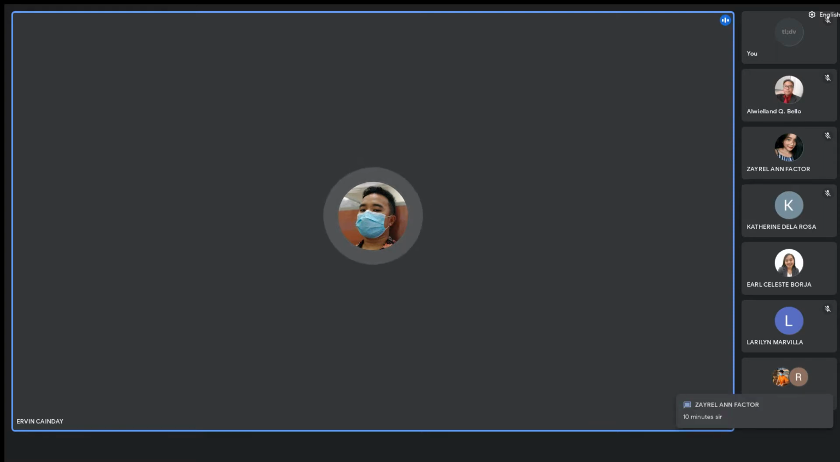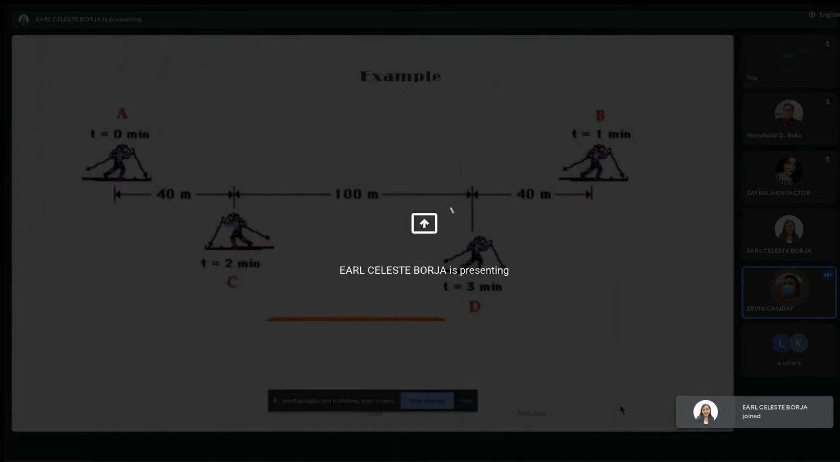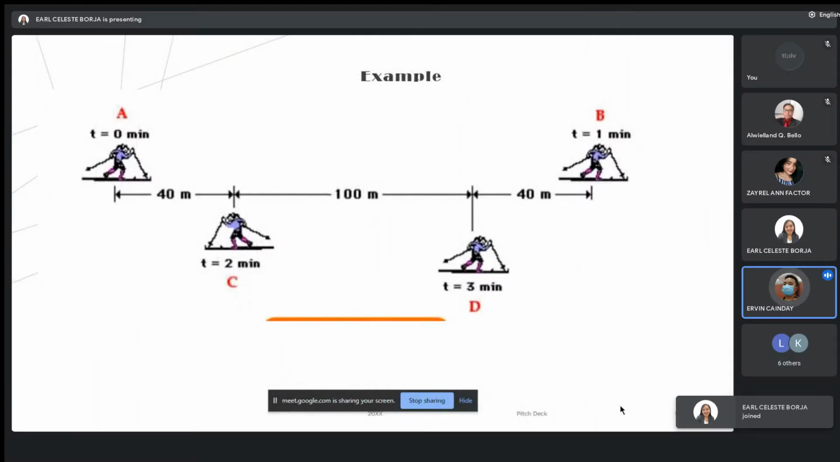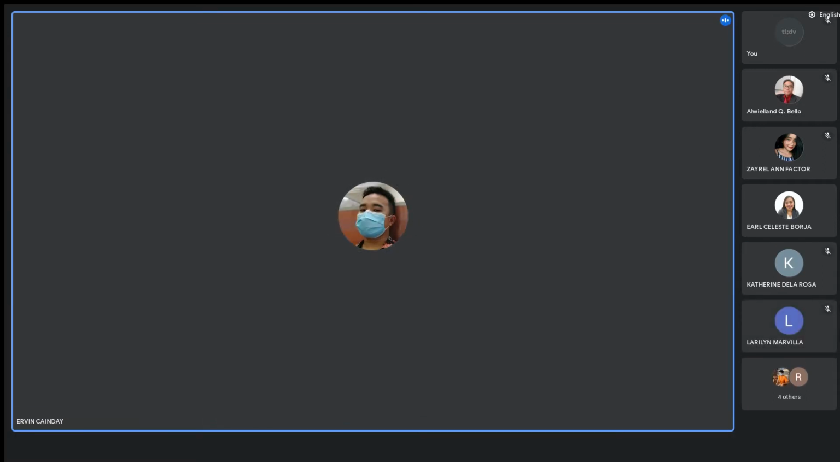While to get the speed or rate for scalars, we will use the formula rate or speed equals d over t. Since we have the distance, we have 5 km over 1 hour. So since we have the formula r equals d over t, r equals 5 kilometers over 1 hour.